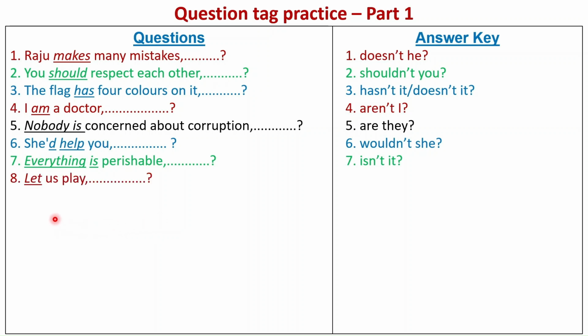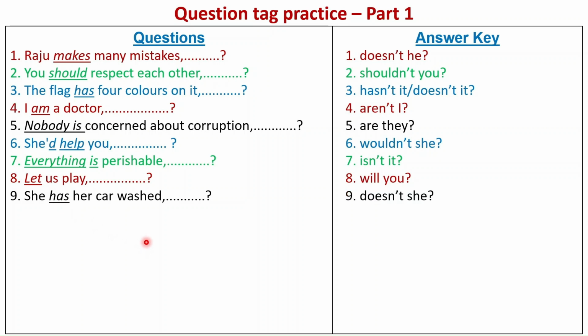Okay, try to guess fast. Let us play. The sentence beginning with let us play. Will you? She has her car washed. This is causative verb, therefore we have to use does regarding this as fifth form. Doesn't she? Each of them is busy. Indefinite pronoun. Aren't they?